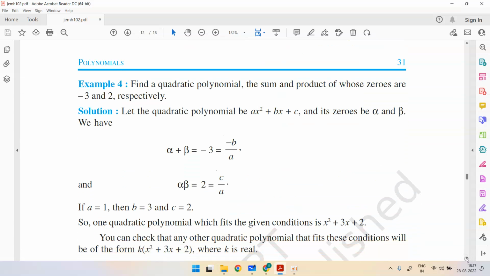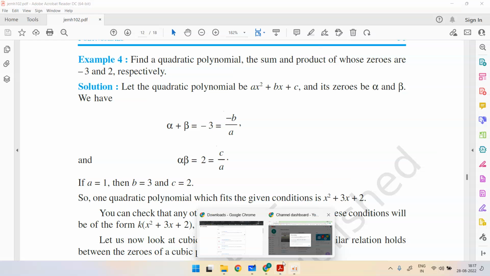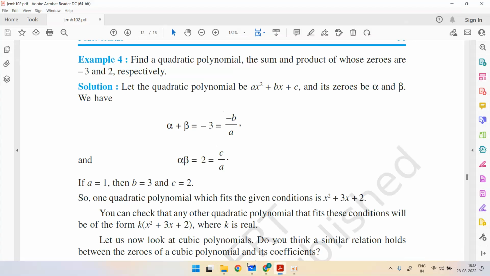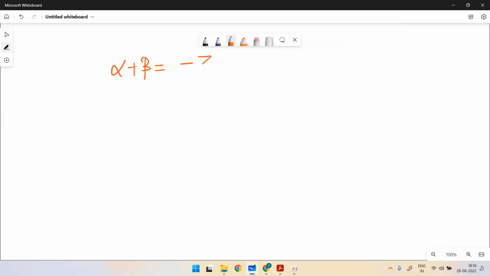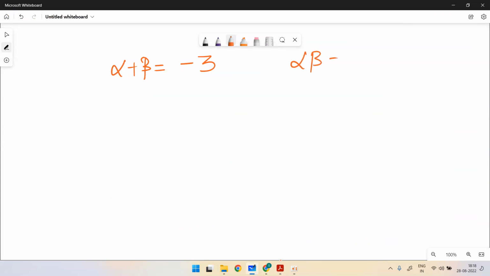So from here it is proved. Now example 4: find the quadratic polynomial, the sum and product of whose zeros are this and this. So from here, it is given that the sum, that is alpha plus beta, is nothing but minus 3, and the product alpha beta is plus 2.